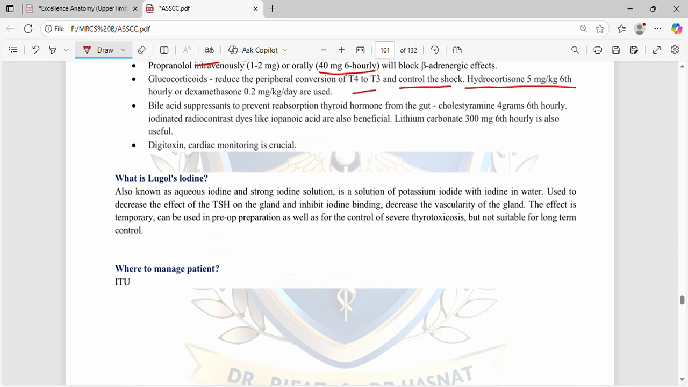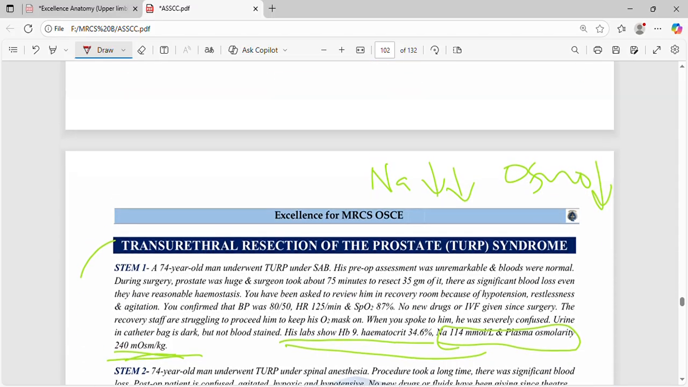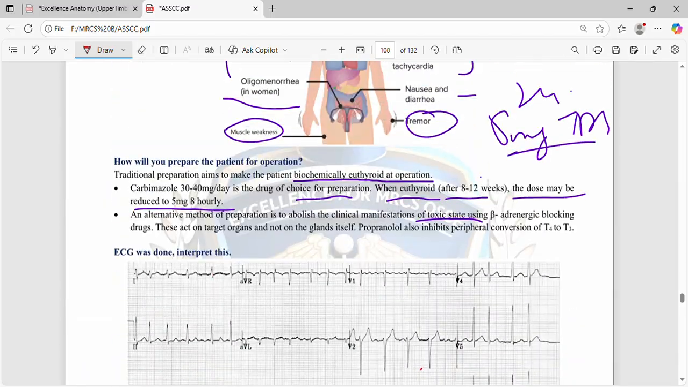What is Lugol's iodine? Also known as aqueous iodine and strong iodine solution, it is a solution of potassium iodide with iodine in water used to decrease the effects of TSH, thyroid stimulating hormone, on the gland, inhibit iodine binding, and decrease the vascularity of the gland. The effect is temporary, can be used pre-operatively for the control of severe thyrotoxicosis, but not for long-term control. Manage the patient in the intensive therapy unit because this is a critical care condition.